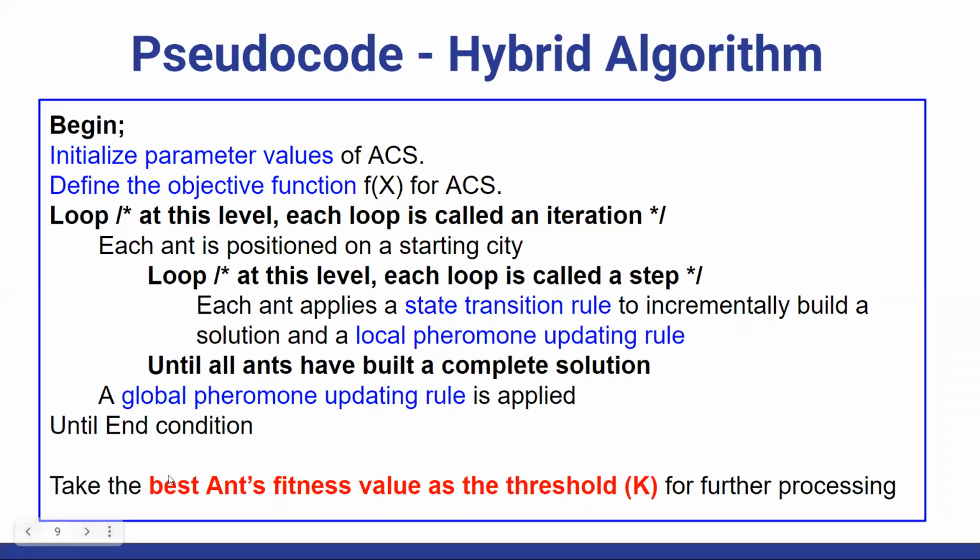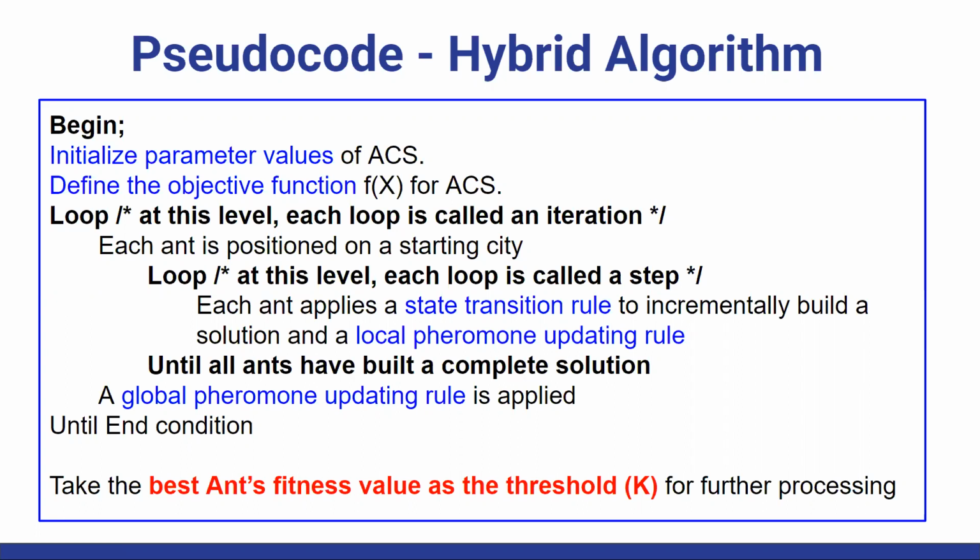So let's enter my hybrid algorithm. This is the first part, the ant colony system. First, initialize parameter values, and after that, define the objective functions for the ant colony system. Each ant is positioned on a starting city.